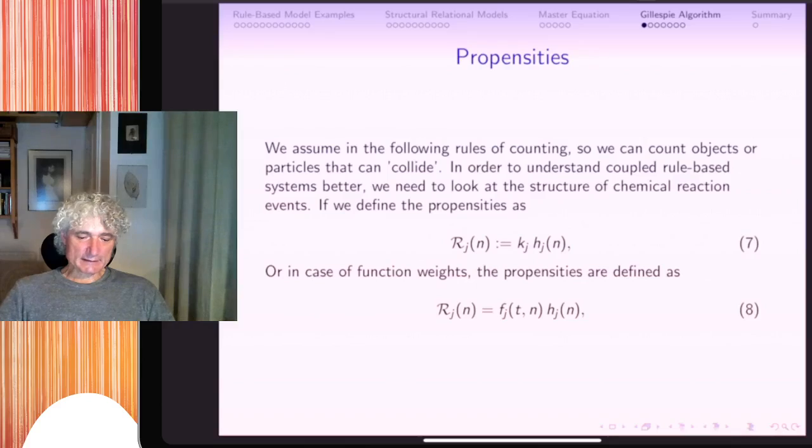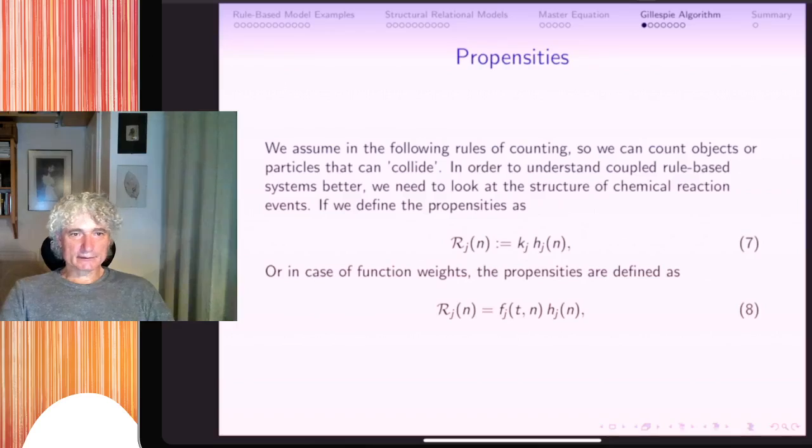So this must be somehow something that is related to a combinatorial effect or low number effect of objects of certain types. We will see that in a second in the next slide. Now the other possibility we had with these weighted rules was that we have a function weighted rule that is given by f_j of t and n.